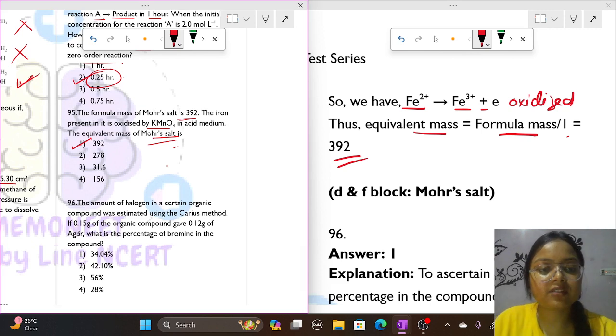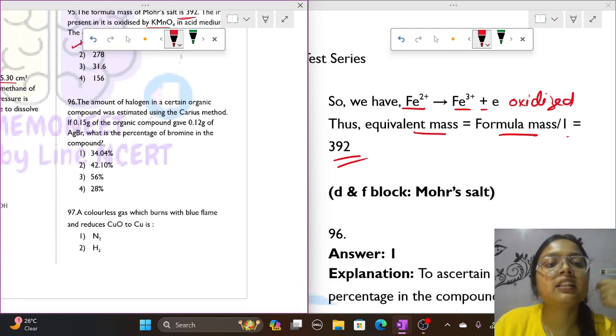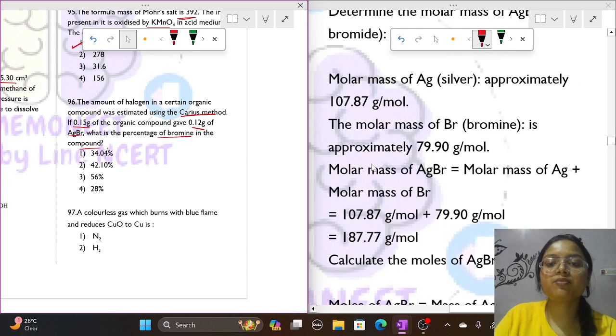The amount of halogen in a certain organic compound. Question number 96 we are going to solve. The amount of halogen in a certain organic compound was estimated during the Carius method. If 0.15 gram of organic compound will give 0.12 gram of AgBr, what is the percentage of bromine in the compound? We have to find out the percentage of bromine.